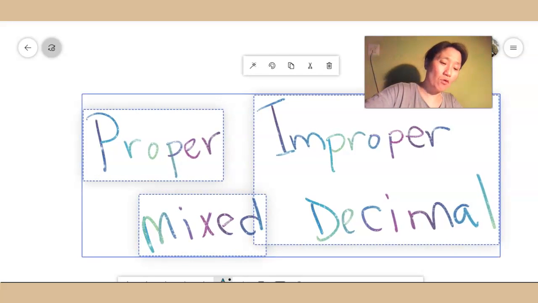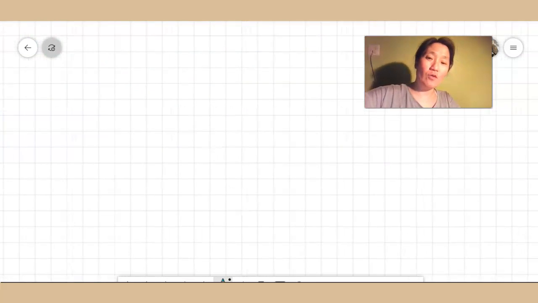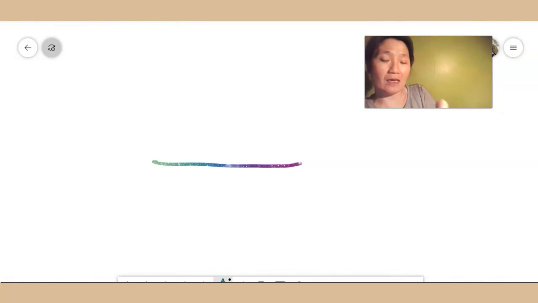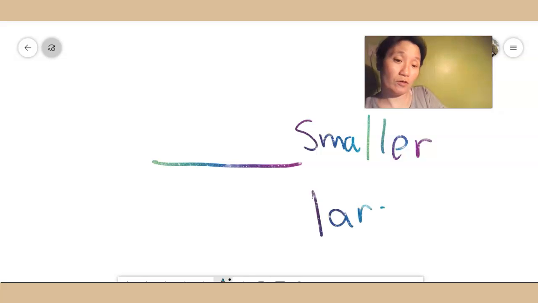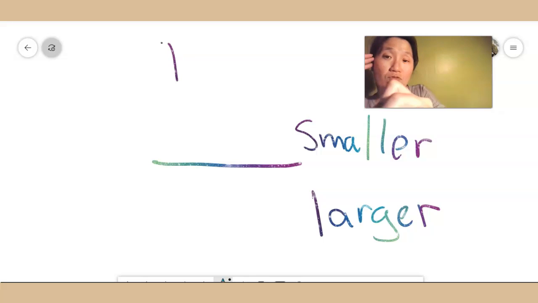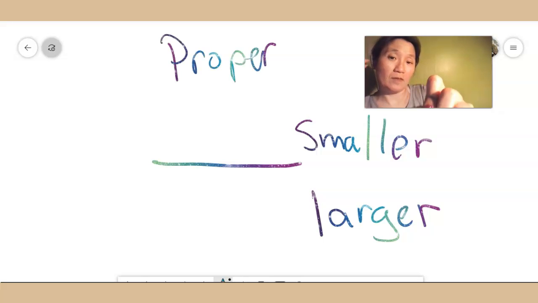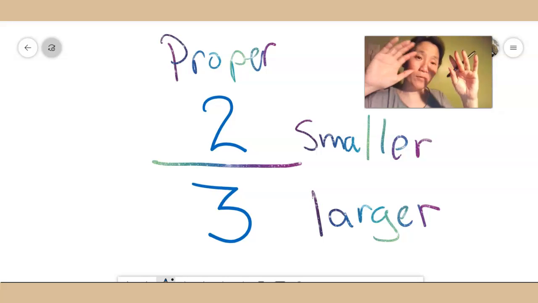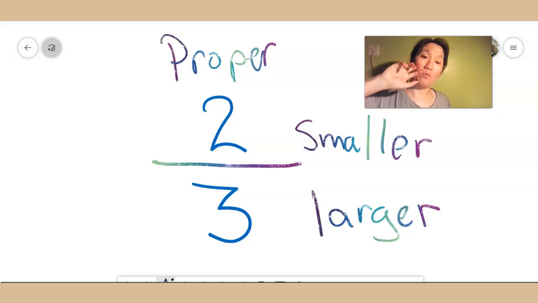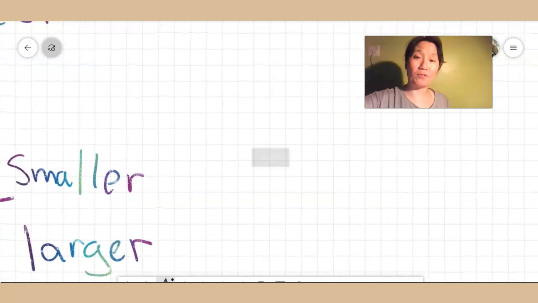All right, let's take a look at proper fractions, shall we? So a proper fraction has a fraction bar. It has a smaller upper number, a smaller numerator, and a larger denominator. So this is a proper fraction. When we look at that, we'll be like, oh, the number is small and big. Okay, so proper, small numerator, big denominator. That's proper.